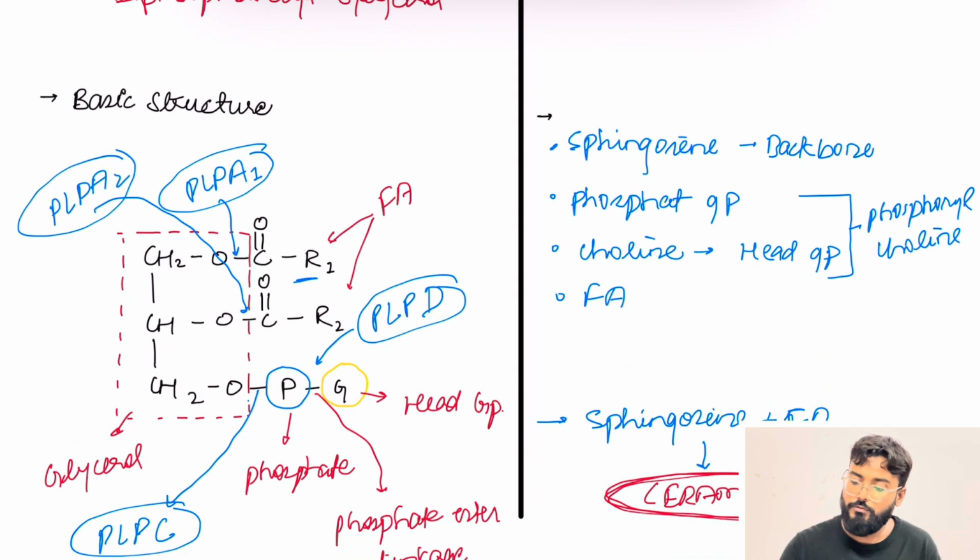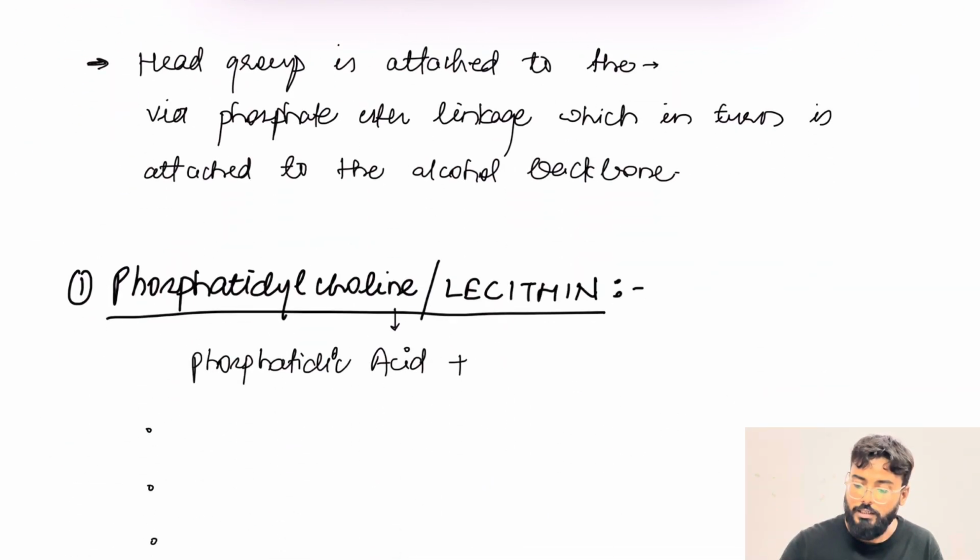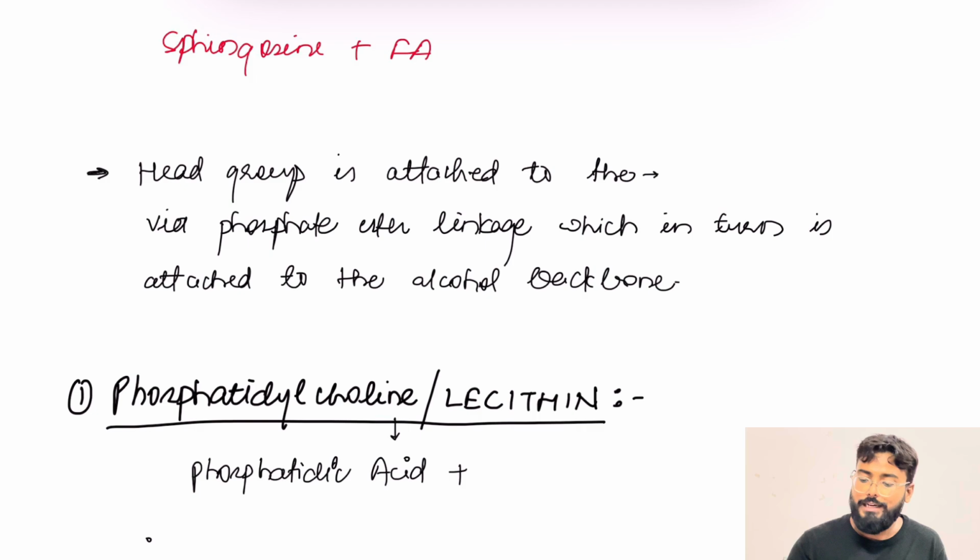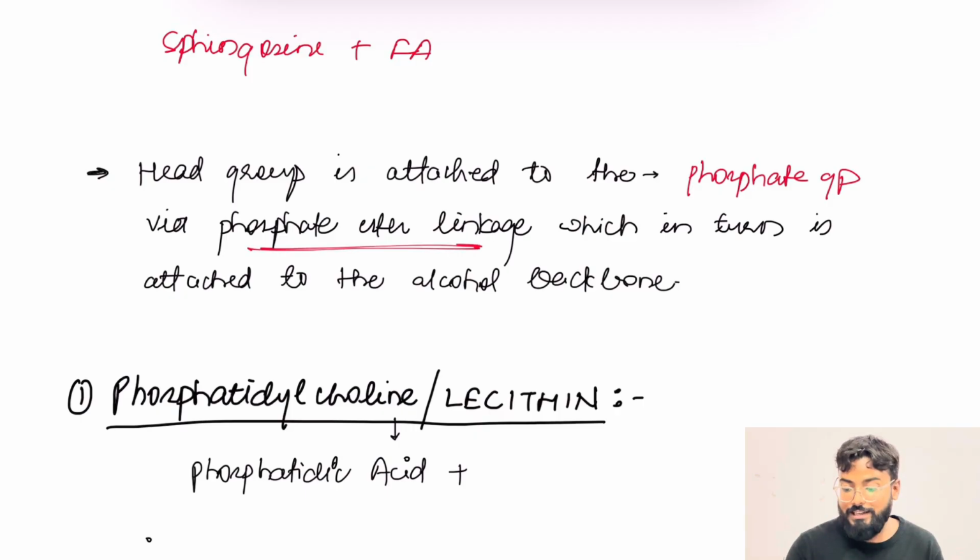So these four are the components of your sphingophospholipid. And if we remove the phosphoryl choline, what is left behind is your ceramide, that is sphingosine plus fatty acid. Now you see the head group is attached to your phosphate group via a phosphate ester linkage, which in turn is attached to the alcohol backbone.